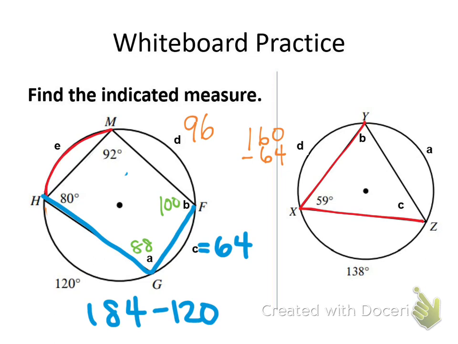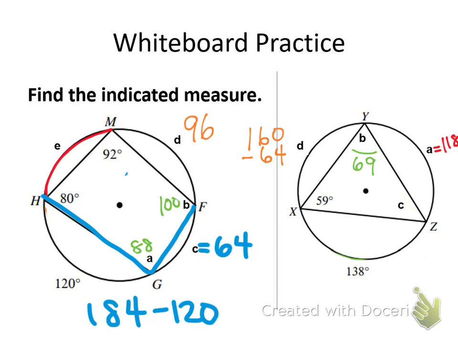What is its intercepted arc? A. What do we know about the angle in comparison to its arc? It's double. So A is 118. What other information did we start with? 138, which is an arc. What is its angle? Angle B, right? So what do I do to find angle B? 138 divided by 2, which is 69.